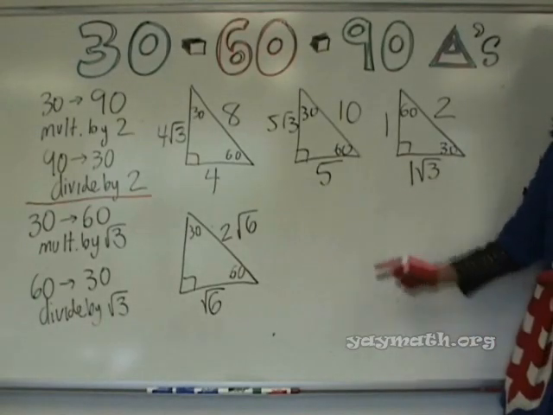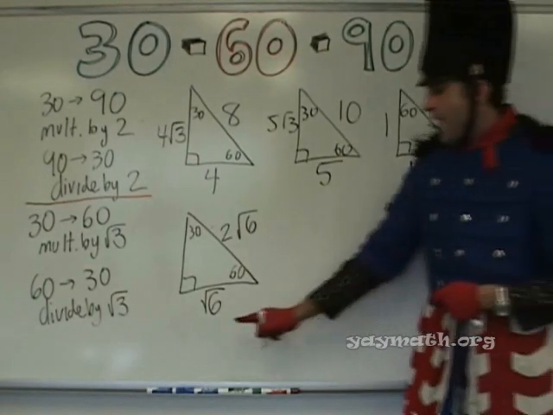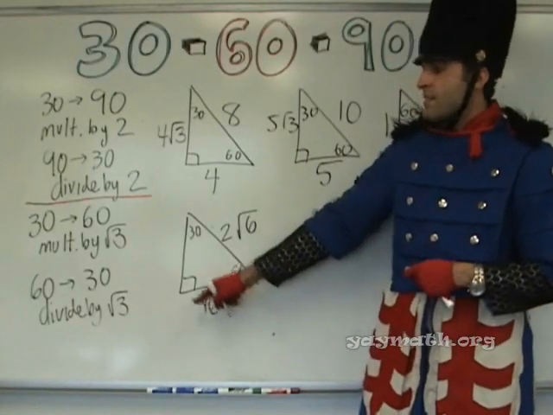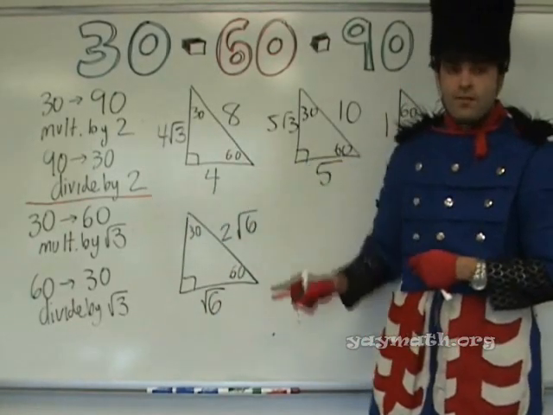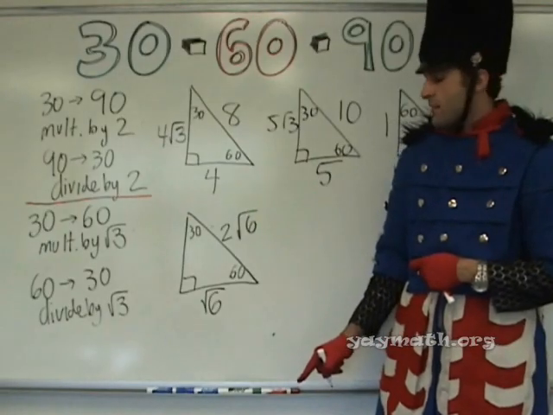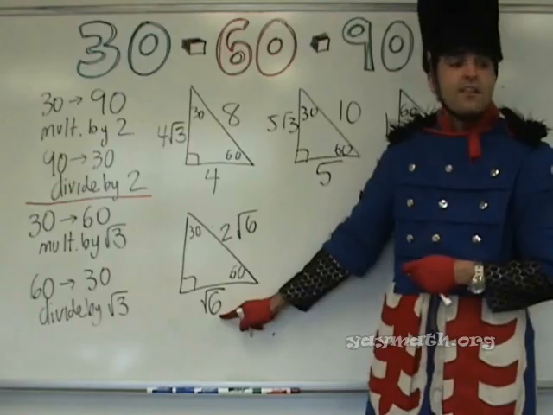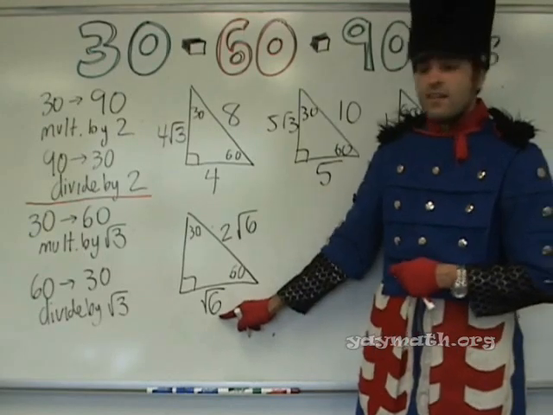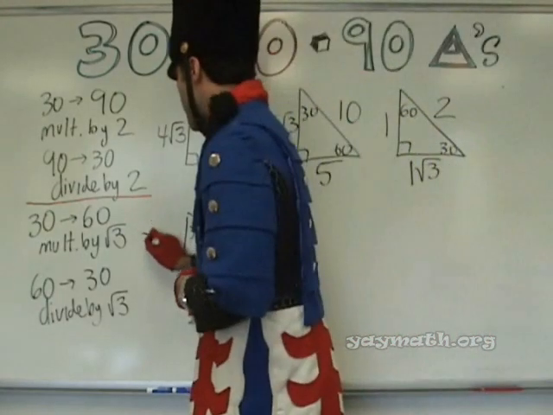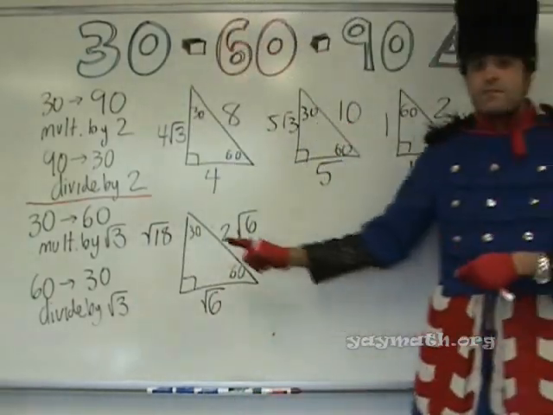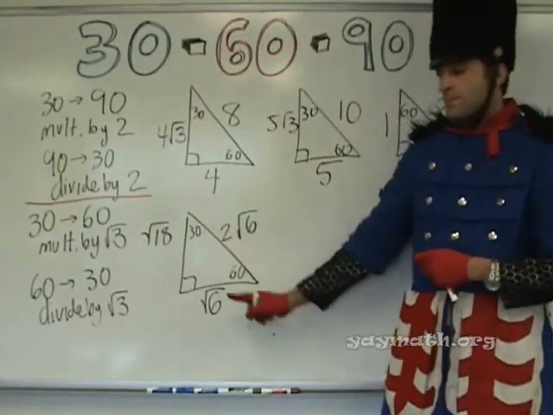Okay. And now that we have the 30 side, how do we go from 30 to 60? Multiply by the square root of 3. So what would the square root of 6 times the square root of 3 be? It's the square root of 18. We're not done with that one though. What is the square root of 18? Okay, stop here. Are we cool with square root of 18?